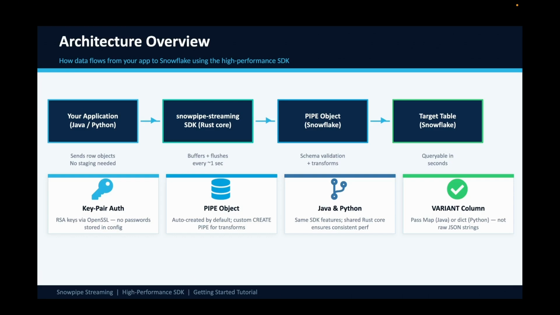What each component here does is: first, the key pair authentication will be used to connect to Snowflake. When the application is initiated, that sends the raw objects. There is no staging needed. And the Snowpipe streaming SDK just uses the pipe object to buffer and flush it every 1 second. Eventually, it validates the schema and transforms in flight with the pipe object. And then finally, it gets loaded into the table and can be queried.